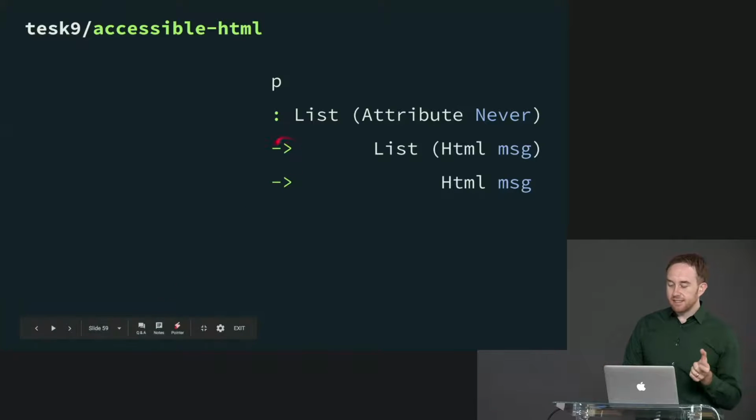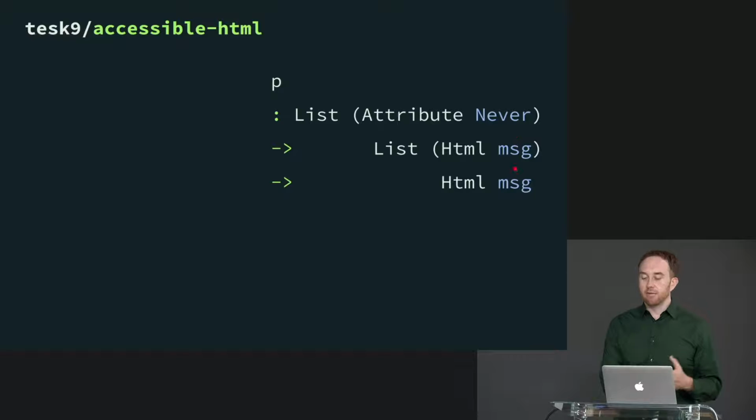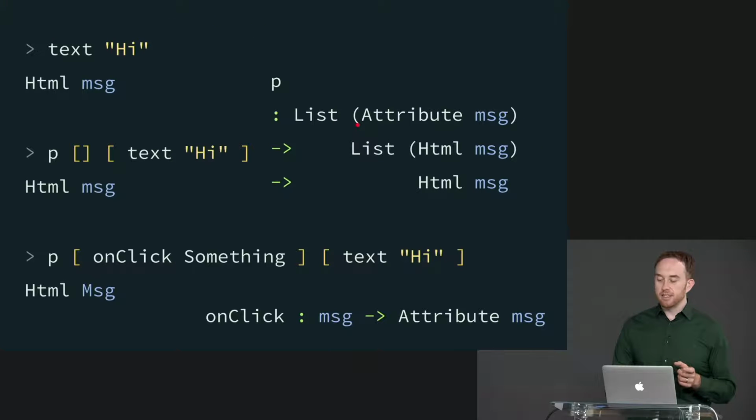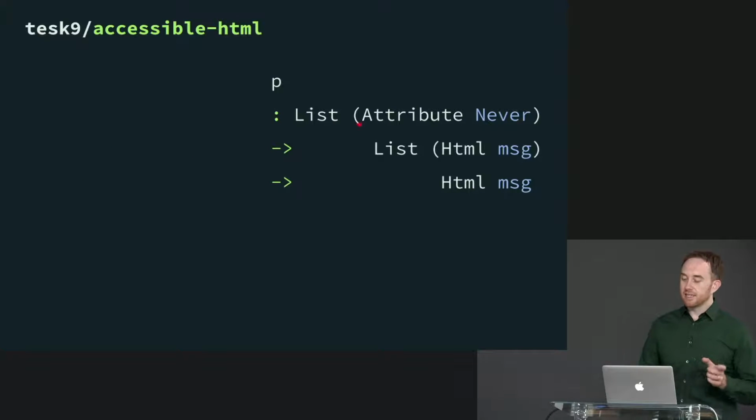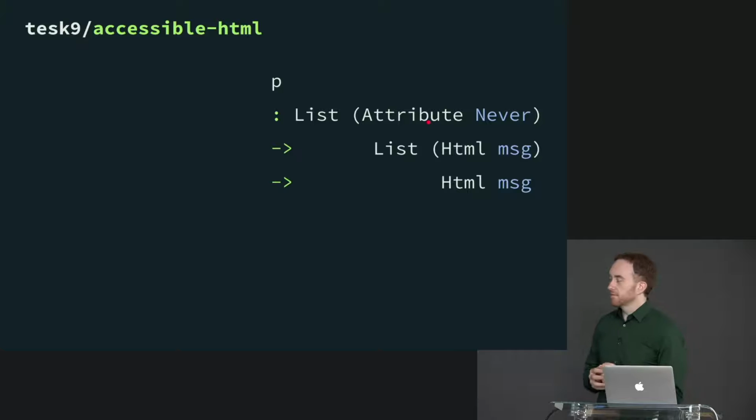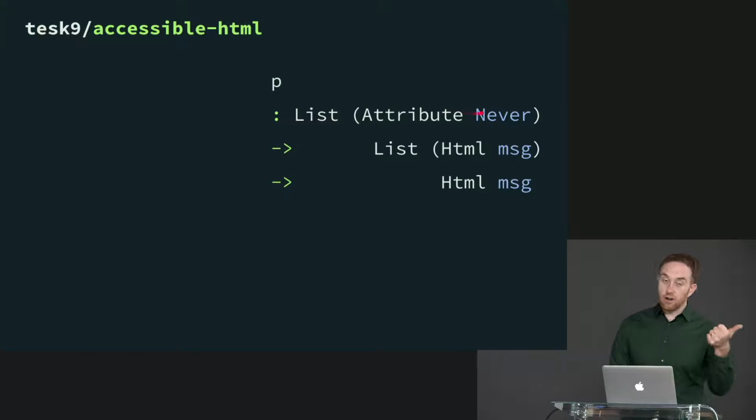So it takes as its second argument a list of children, which works the same as before, and then it returns HTML message, which has the same type variable as that list of children. But the attributes are a little bit different. The attributes, instead of taking list attribute message like we did before, now it takes list attribute never. So again, we'll get into what never is in a moment, but the important thing is that it's a concrete type, and it's not our message type. It's a third thing.